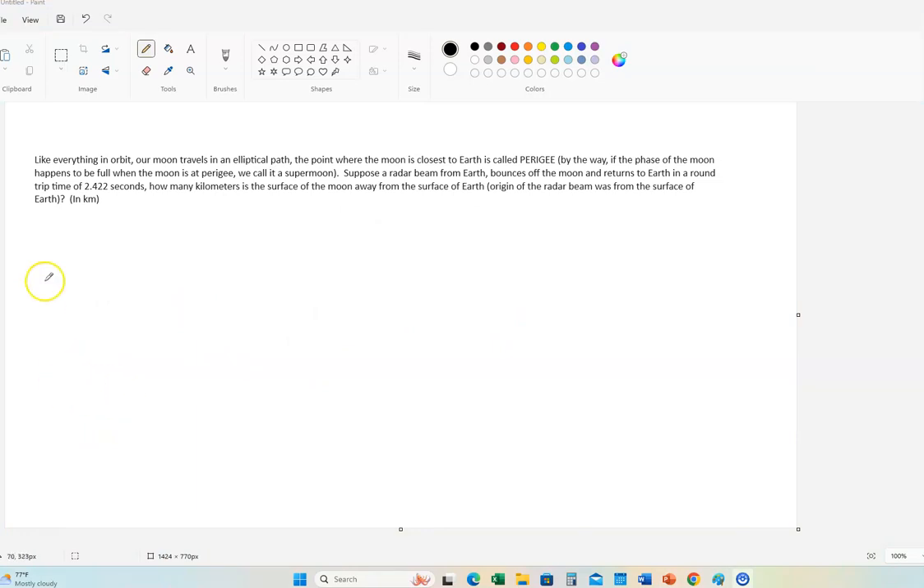Here's our next problem. Like everything in orbit, our moon travels in an elliptical orbit. The point where the moon is closest to the Earth is called the perigee.